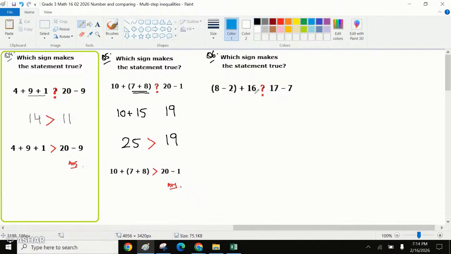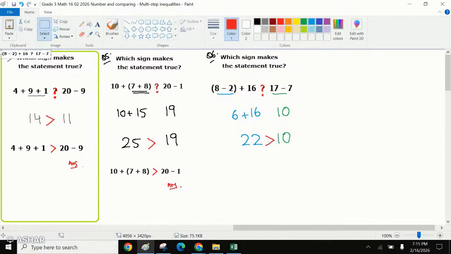What is 8 minus 2? 8 minus 2 is 6 plus 16, and 17 minus 7 was 10. 16 plus 6 is 22, and the other side was 10. So we know that 22 is greater than 10.